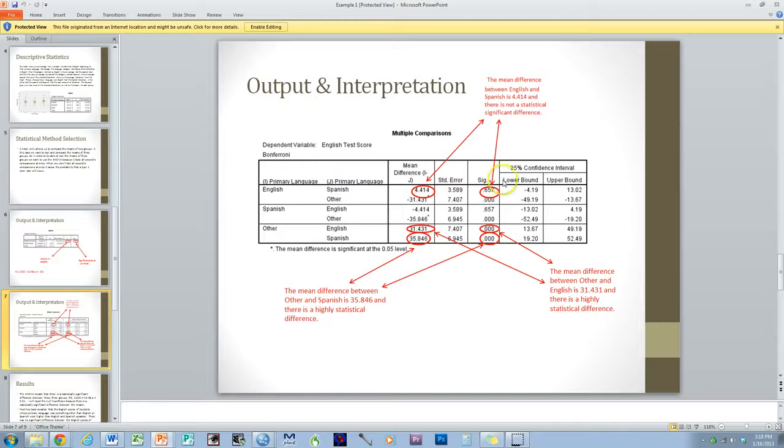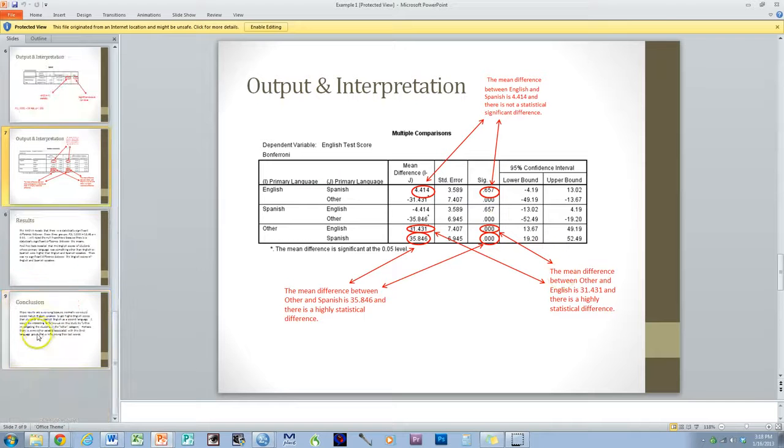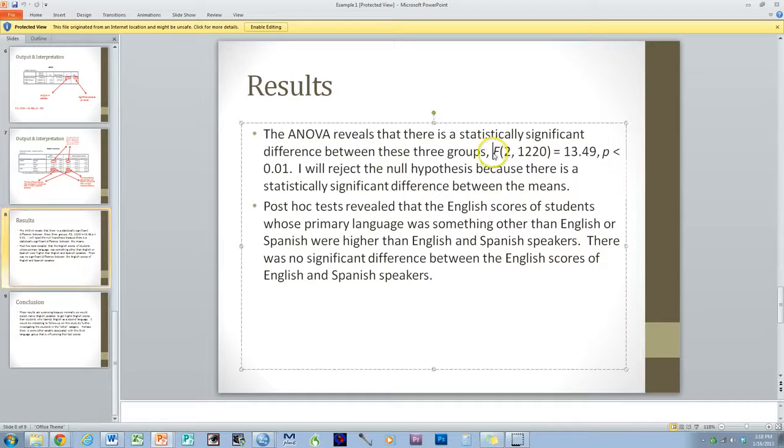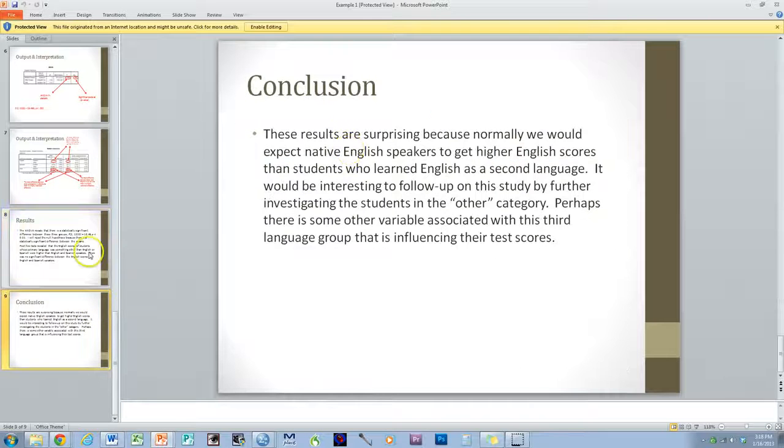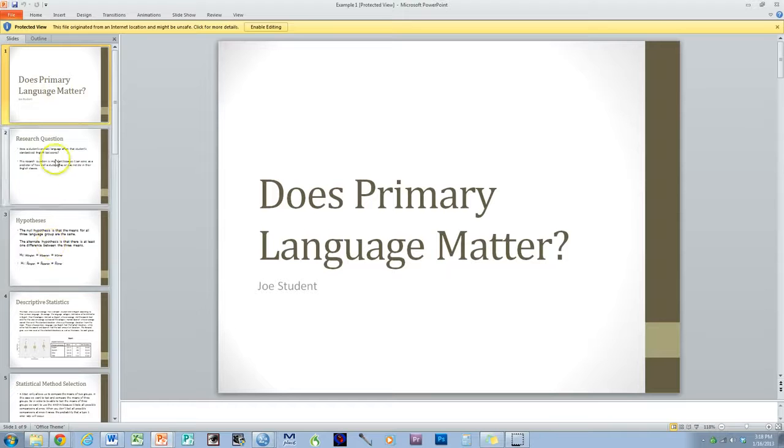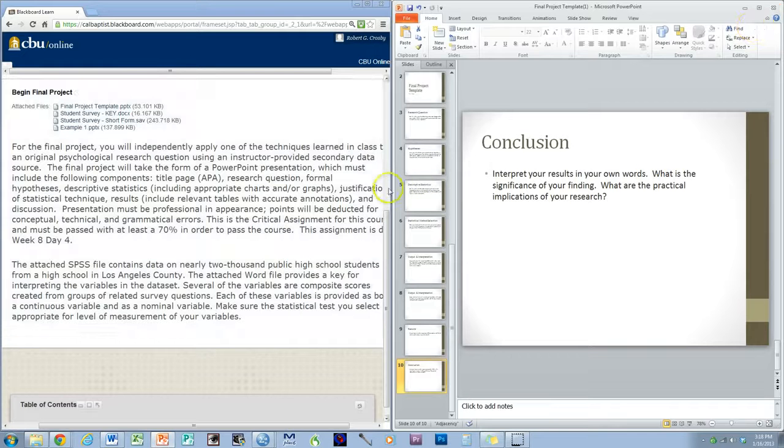Your descriptives, look how they annotated. They put the table and they annotated it. They drew arrows and put circles. They gave the results, see how they used the proper convention, right? The F statistic, degrees of freedom, so forth. And then they gave their conclusion. So you can look back at this. Don't copy it exactly, but it does give you an idea of what I'm looking for. So you can do well on that.